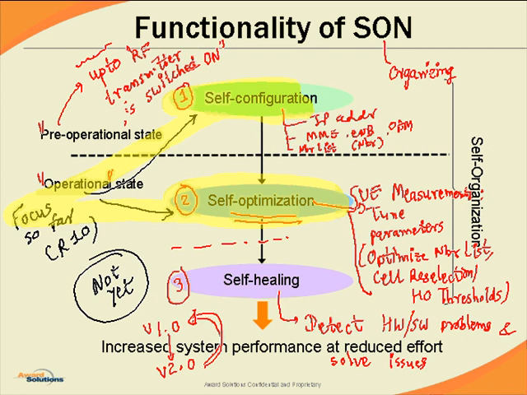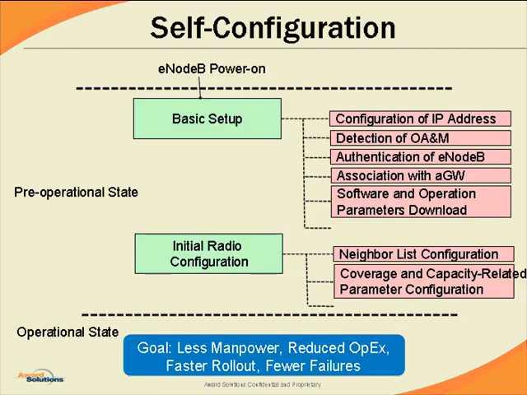Now let's spend a few minutes on just the high-level view of those three aspects: self-configuration, self-optimization, self-healing, and then we will go into the details. Okay. So basically, self-configuration. That is happening in the pretty much pre-operational stage. So the RF transmitter of the E node B is not turned on yet, and we power up the E node B.